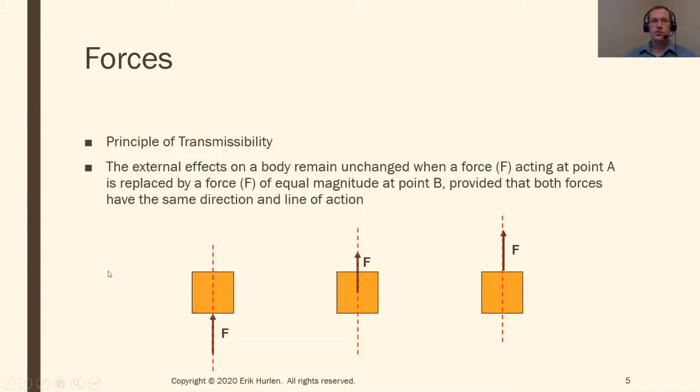So forces, I can move along its line of action. That's called the principle of transmissibility. So it doesn't matter where this force is actually acting, as long as it's somewhere along its line of action, it'll have the same effect.